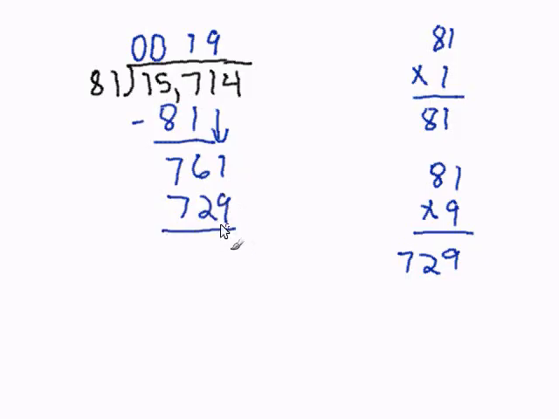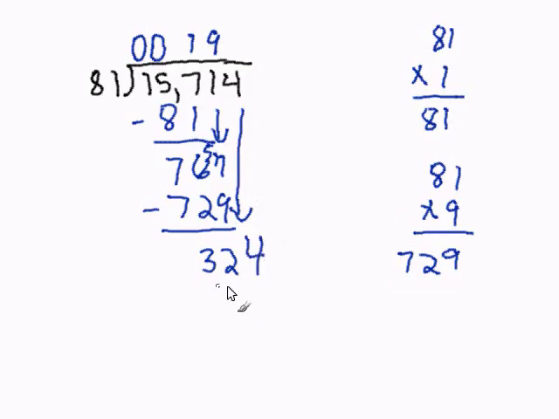729. Now I subtract. 9 subtract from 1, can't do that, so you've got to borrow. Make this an 11. 11 subtract 9 is 2. 5 subtract 2 is 3. 7 subtract 7 is 0. Then I'm going to bring down the 4.